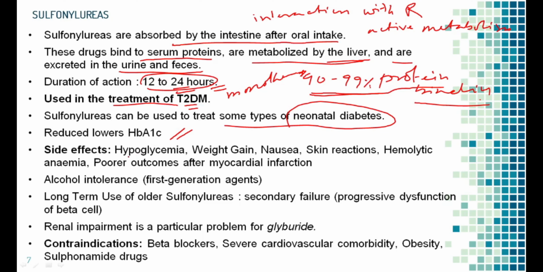Then the general side effects are hypoglycemia, because they cause insulin release. Hypoglycemia is one of the major problems with this type of drug. There is also weight gain, which is why sulfonylurea drugs are not recommended in obese people. Other side effects are nausea, skin reaction, hemolytic anemia, and poorer outcome after myocardial infarction.